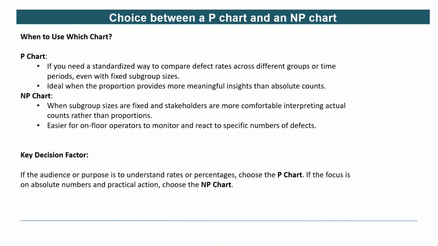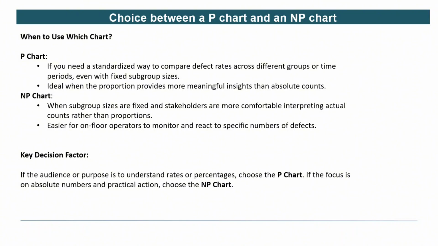So to summarize, friends, when to use a P chart and when to use an NP chart: use a P chart if you need a standardized way to compare defect rates across different groups or time periods. Even with a fixed subgroup size, you can definitely use a P chart. Don't assume a P chart is designed only for varying subgroup sizes. A P chart can also be used for fixed subgroup sizes, and it is ideal when the proportion provides more meaningful insight than the absolute count. That is when you use a P chart.